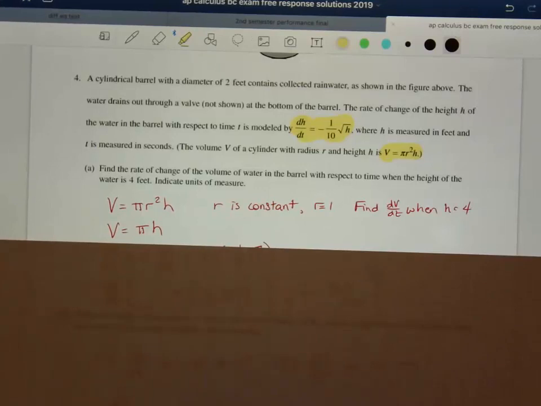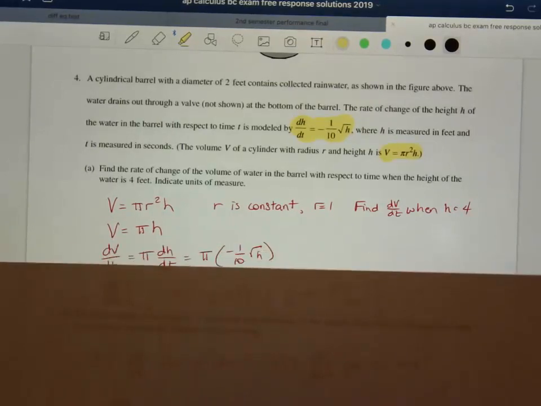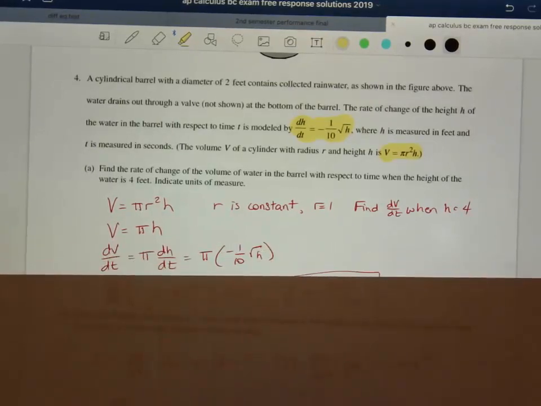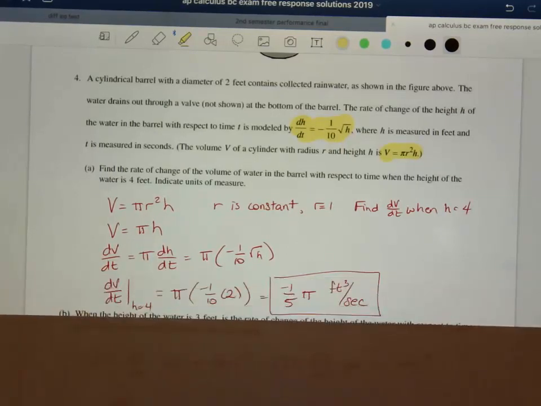If you left the r in there, you will find that dr/dt is 0, and when you do the product rule, the dr/dt term will disappear. If you did what I did and just got rid of the r right away, you end up with dV/dt equals pi times dh/dt. dh/dt happens to be its formula, negative 1/10 square root of h. And they want you to evaluate it when h equals 4. So dV/dt when h equals 4 is pi times negative 1/10 times the square root of 4, which is 2, which is negative 1/5 pi.